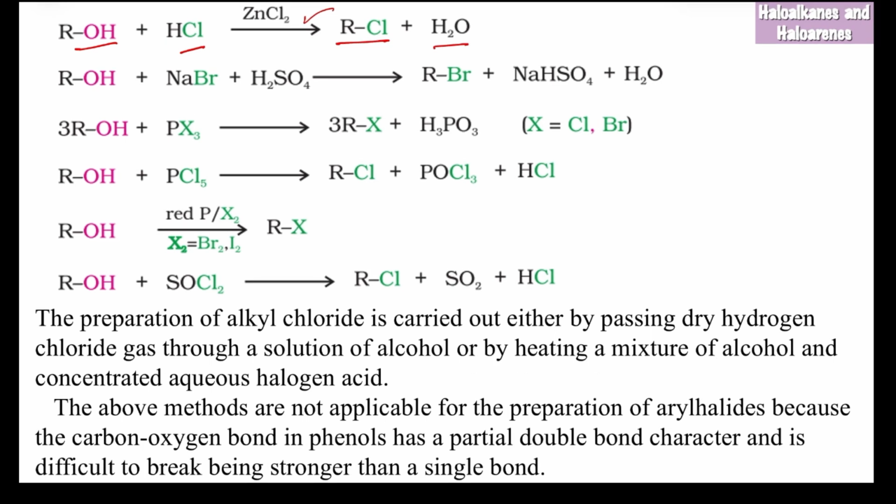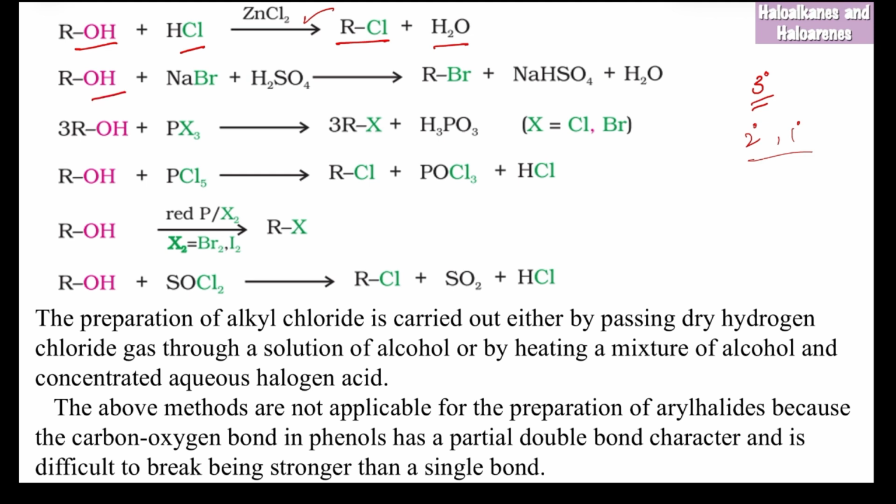Now since tertiary alcohols are highly reactive, tertiary alcohols give alkyl chloride when treated with HCl at room temperature. There is no need of a catalyst there, but in case of secondary and primary alcohol, a catalyst like zinc chloride has to be used.